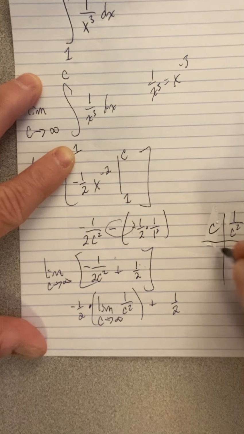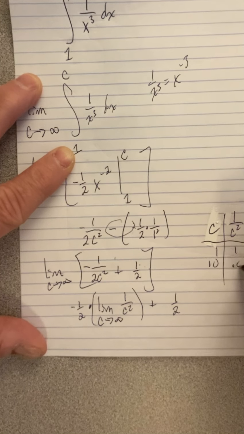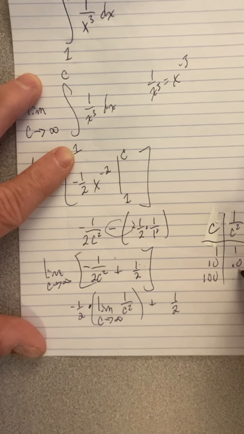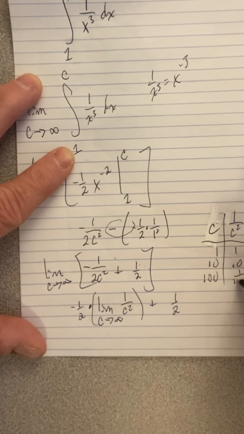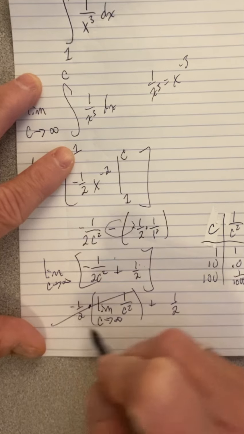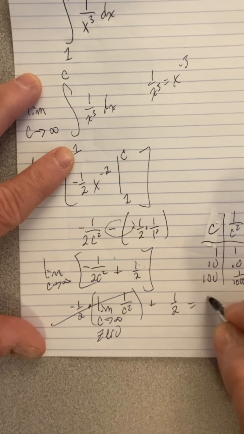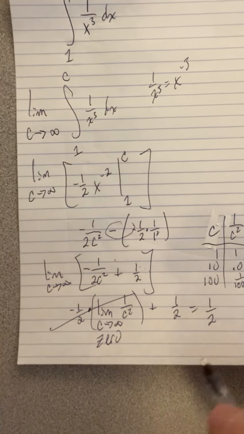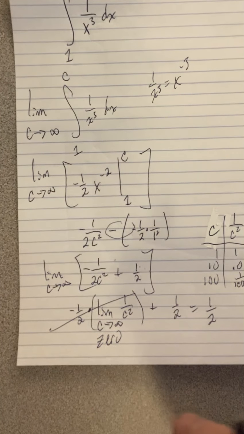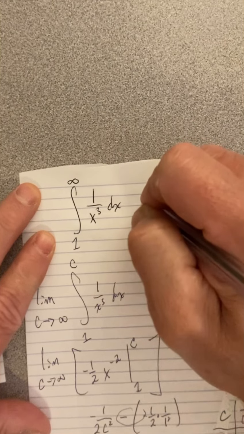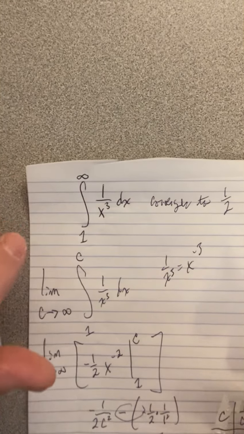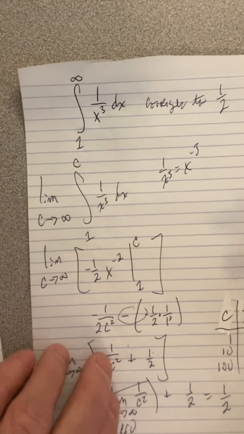Well, you put in 1, you get 1, but you put in 10, you get 0.01, because the 10 turns into 100 in the denominator. You put in 100, well, suddenly you have 1 over 100 squared. That's 100 times 100, so you have 100 with 2 more zeros over it. So we see we're just getting closer and closer to 0. So this limit goes to 0, goes away, and so the whole thing equals 1/2. That tells us that it converges to 1/2. So we can conclude that this improper integral converges to 1/2.